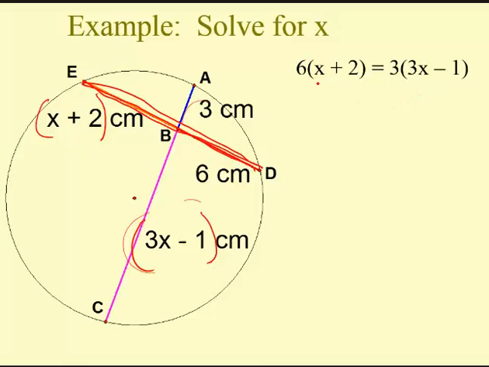Now, what do we need to do to get rid of these parentheses? We have to distribute. You can't forget that. Okay, that is just basic algebra you should have learned last year. So when we distribute, 6 times x is, 6 times 2 is, 3 times 3 is, and 3 times negative 1 is. You should have had this written down.